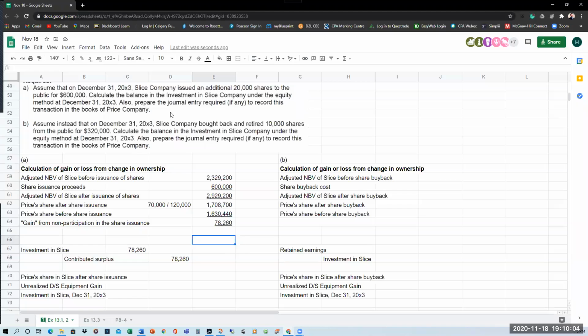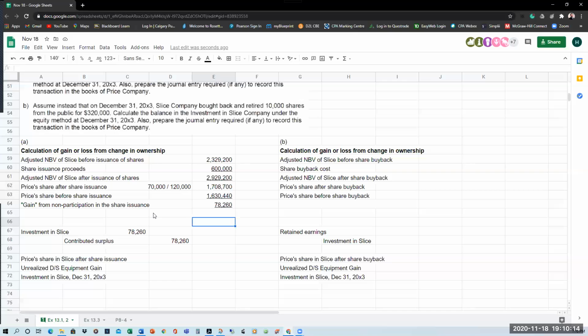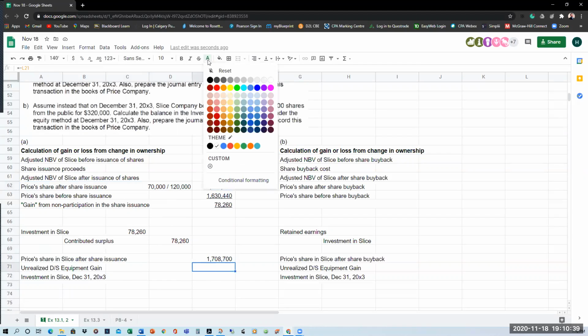Now, the question had asked us for calculating the balance in the investment in Slice Company under the equity method. We've still not answered the question yet. The answer to the question will be, okay, Price owns 7/12 or 58.333%, and that is worth 1,708,700, which is all fine and dandy, but that does not include the adjustment for the unrealized downstream equipment gain. Remember to make that adjustment.